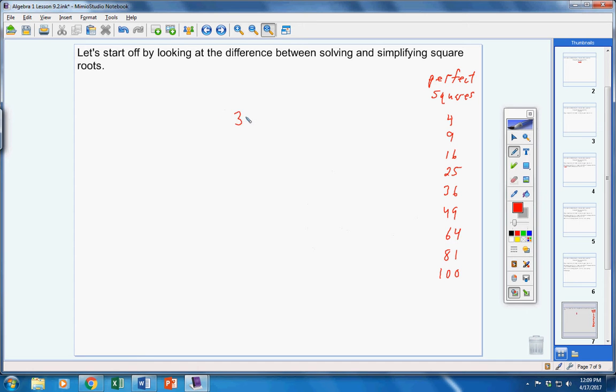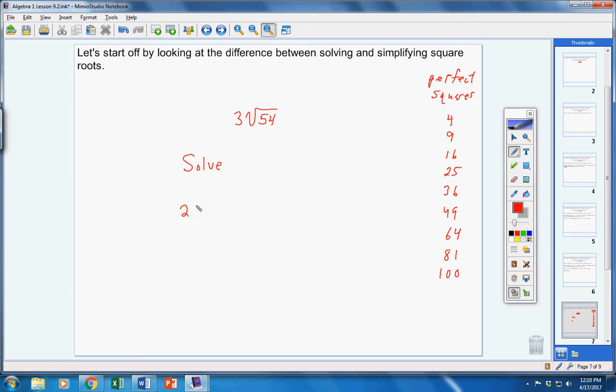Now I have 3 square root of 54. That means 3 times the square root of 54, or some people say 3 on the square root of 54. Whatever, I just say 3 square root of 54. First of all, I'd like you to solve this. With your calculator, you can type in the square root of 54, and then whatever you get, hit times 3. That's one way to do it.